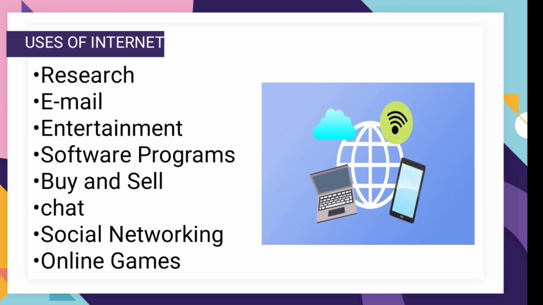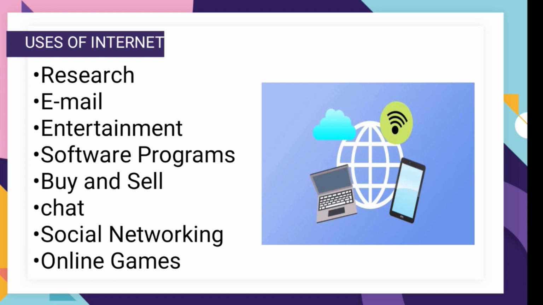Then entertainment. The internet offers many different forms of entertainment, such as radio and television broadcast, video and music. Then software programs. On the internet you can find many software programs to be used on your computer, like word processors, drawing programs, games, accounting programs, and many more, right? You usually download it from the internet and install it on your computer. Then next is buy and sell. You can buy or sell products on the internet even while sitting at home, right? Nowadays you are doing online shopping, right?